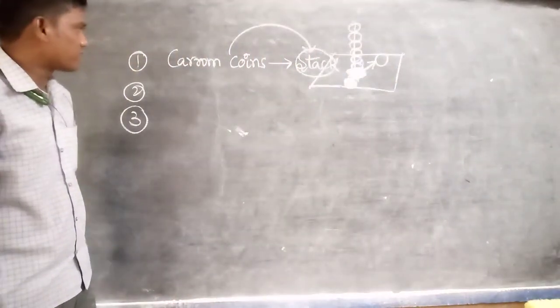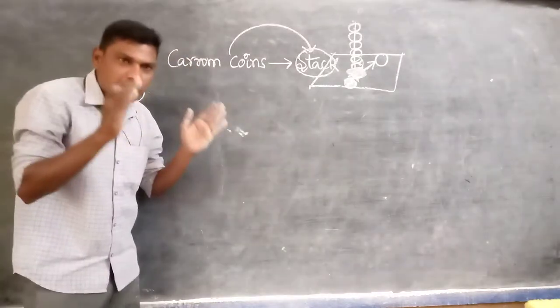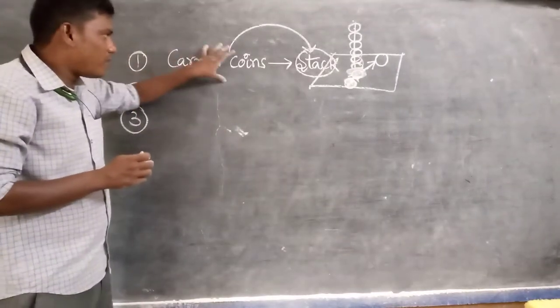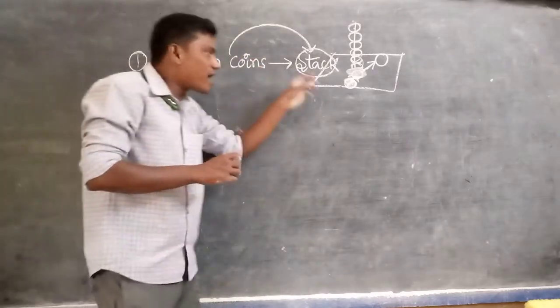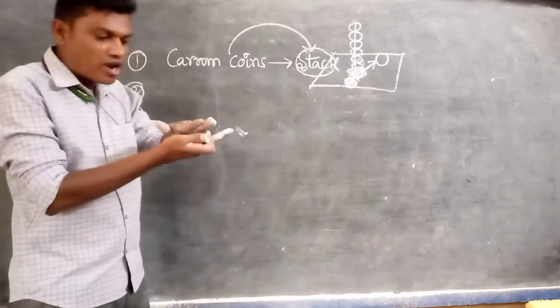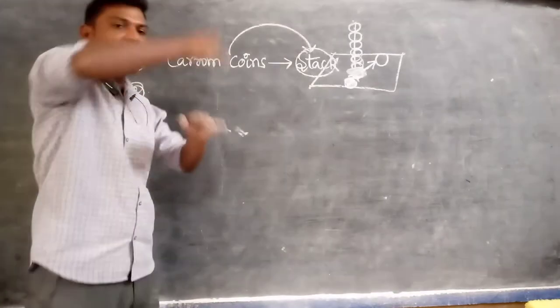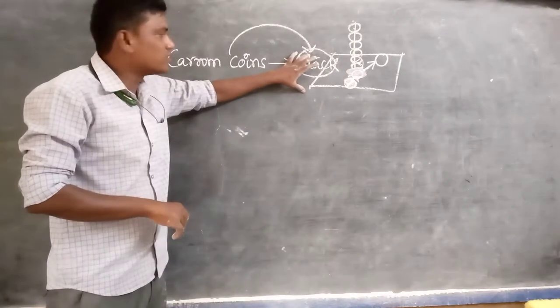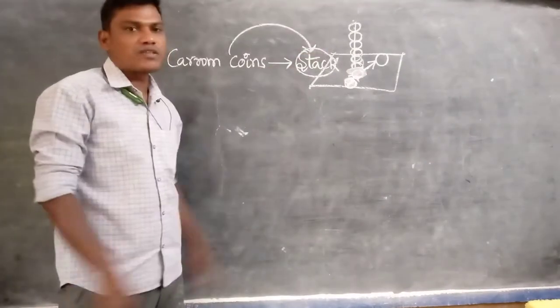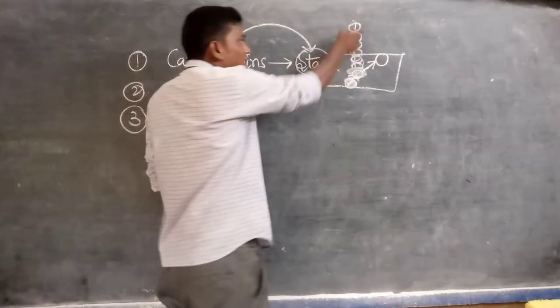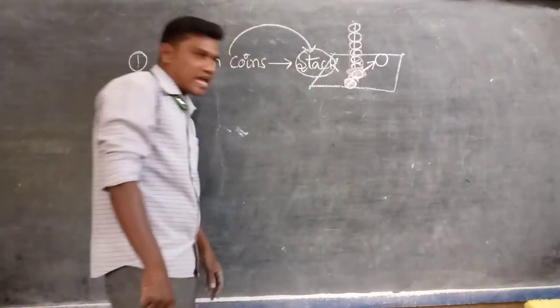Once again, listen very carefully. During playing a carom board, the white and black carom coins are arranged like a stack, which is nothing but a pile of carom coins. It means one carom coin is placed upon another one. One row is black, another one is white, and finally we have placed a red. But anyway, you consider only one stack of carom coins.